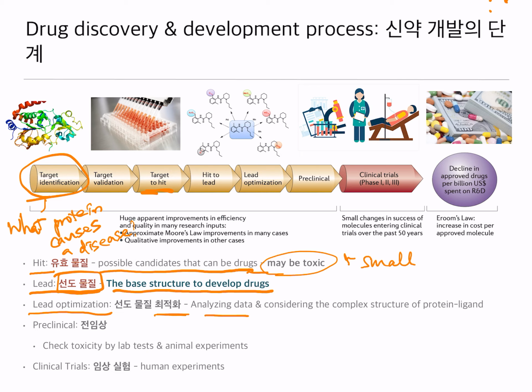Once they do that, they go to the preclinical step. In the preclinical step, usually they check toxicity by lab tests and animal tests. They check whether the drug really works and whether it is toxic or not. If it is identified to be non-toxic, so it is not harmful, then after that we go to the clinical trial steps. The clinical trial means human experiment.